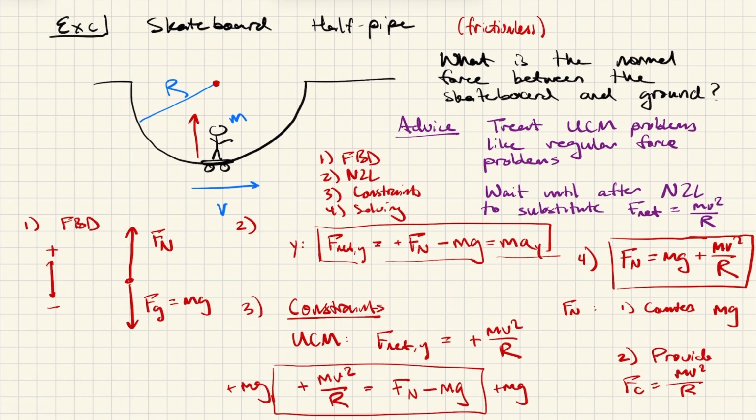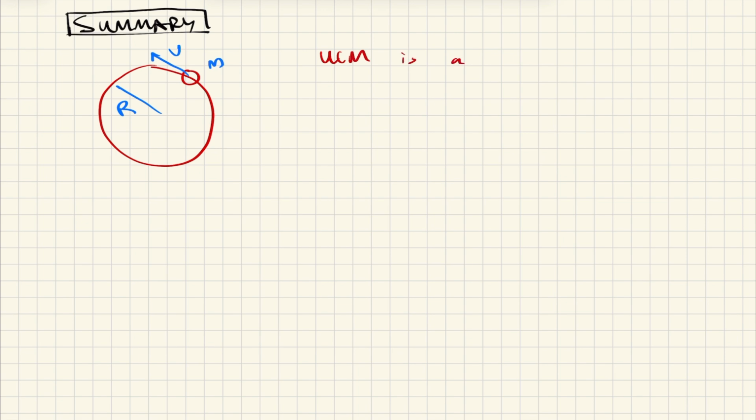All right, so with that example problem done, I just wanted to leave you all with a summary as per usual. And so remember, all of our work in this video has centered around systems where we have an object traveling in a circle of some radius r with some mass m at some velocity v, right? And it turns out that going in a circle, or in other words UCM, is a very constrained motion.